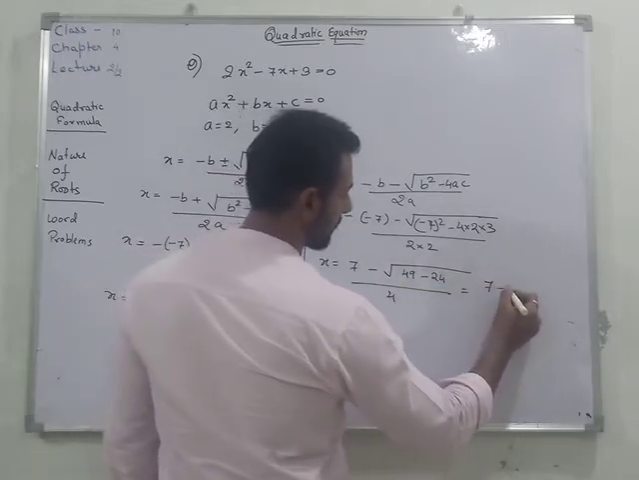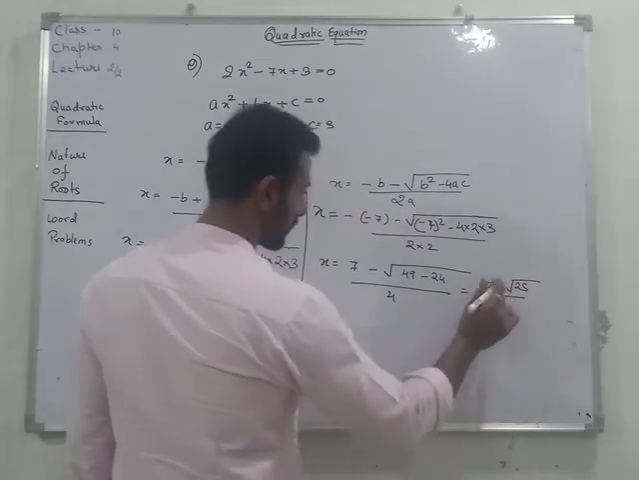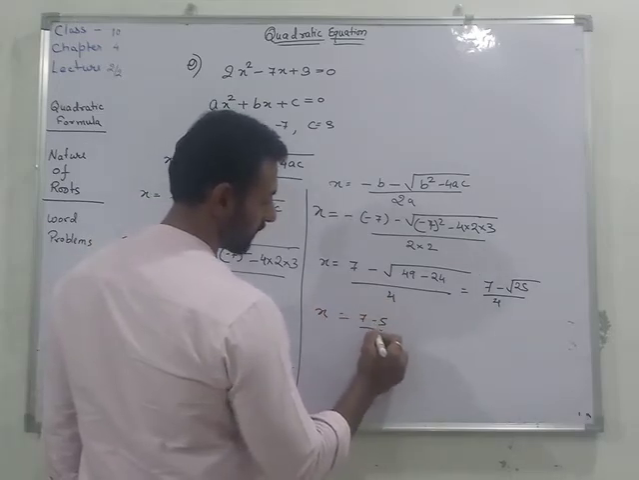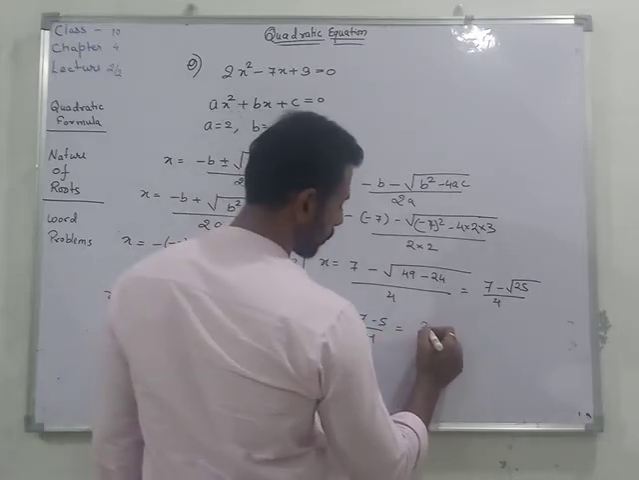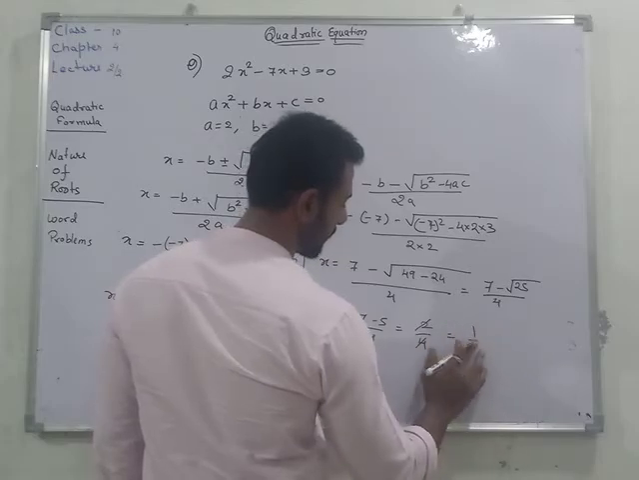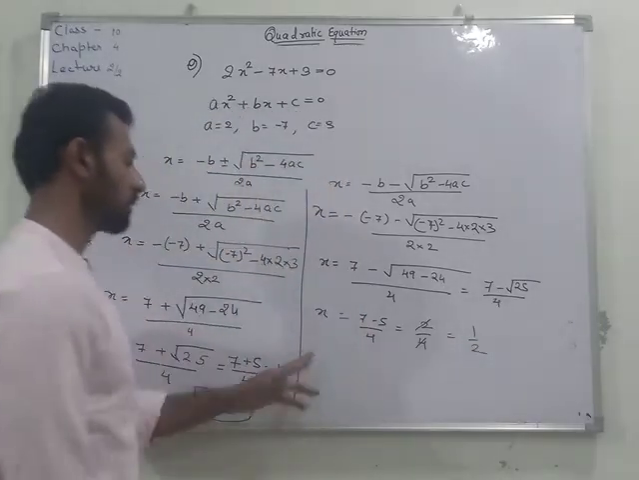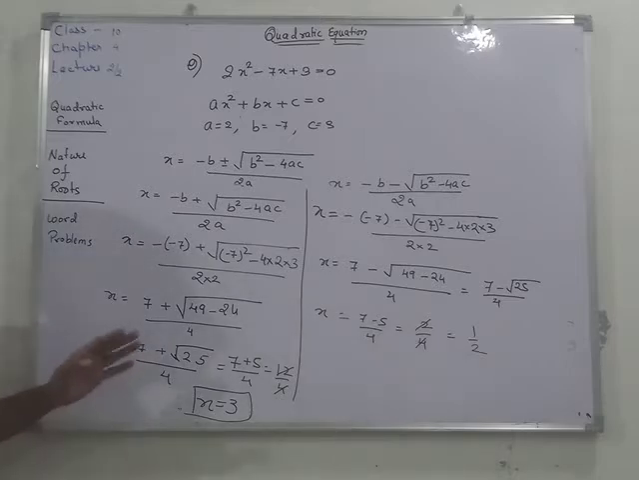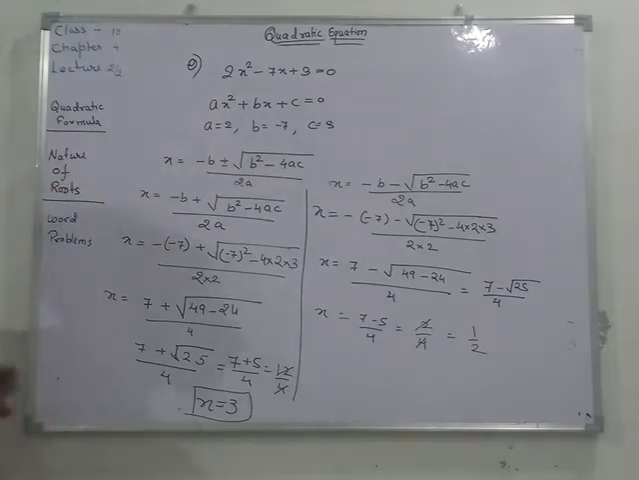So this will be 7 minus root 25 by 4. So this will be x is equal to 7 minus 5 by 4. 7 minus 5 will be 2 by 4. Simplifying this, we will be getting 1 by 2. So x is equal to 1 by 2 and x is equal to 3 are the required roots of the given quadratic equation. Let us move to the word problem.